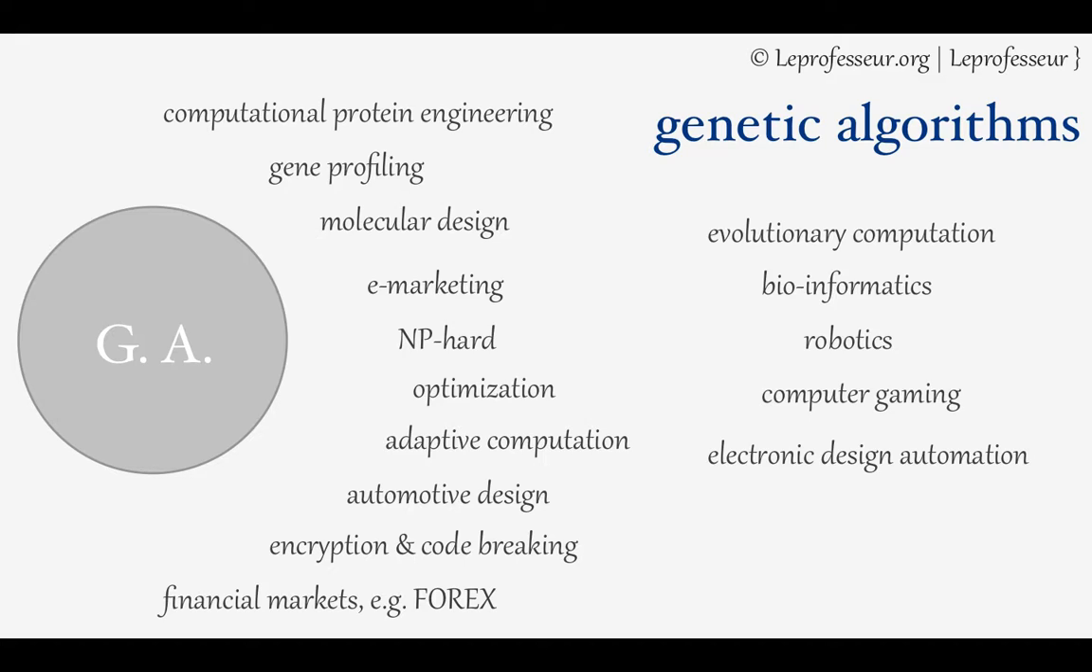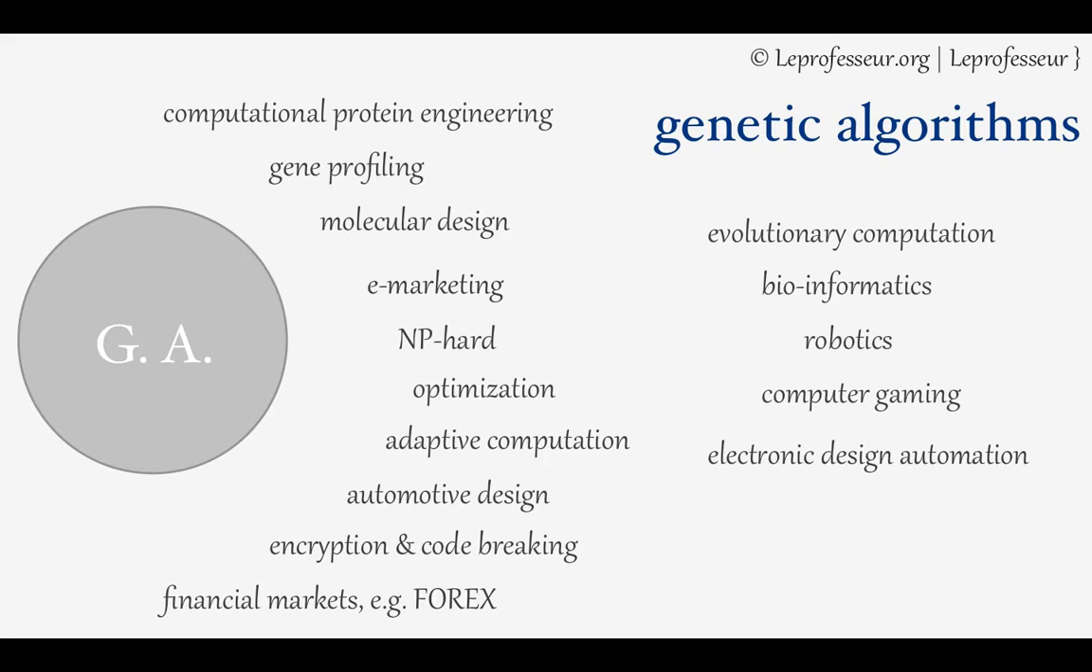Genetic algorithms have uses in computational protein engineering problems, gene profiling, molecular design, e-commerce or online marketing, optimization, adaptive computation, automotive design, encryption and code breaking. In financial markets, when you have to predict buy and sell signals, let's say in the foreign exchange market, your algorithm is trying to intelligently model so that it can give you a buy signal and a sell signal, which you can make use of for trading in financial markets.